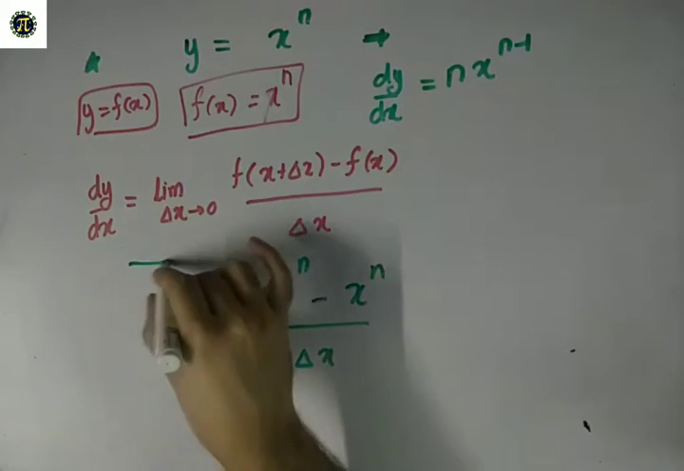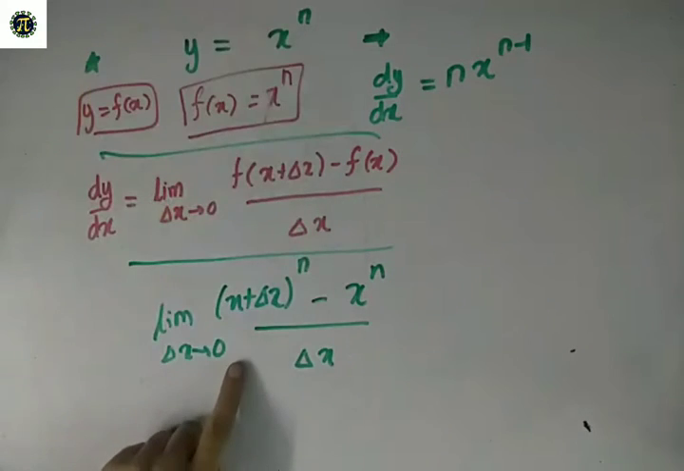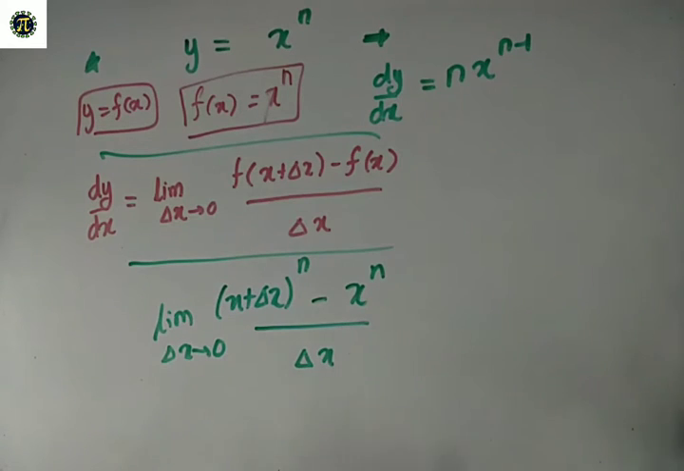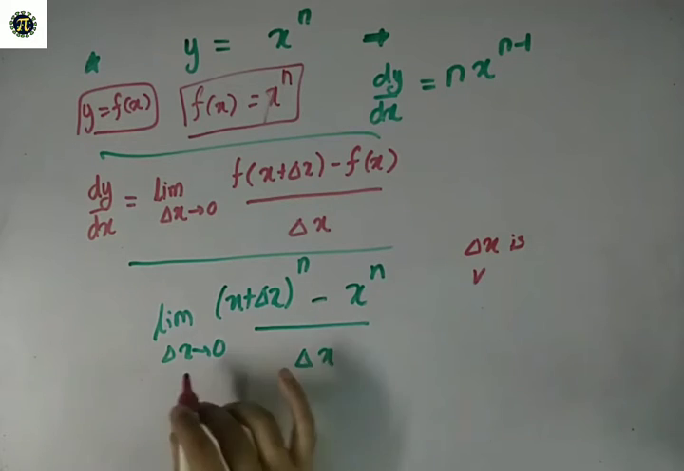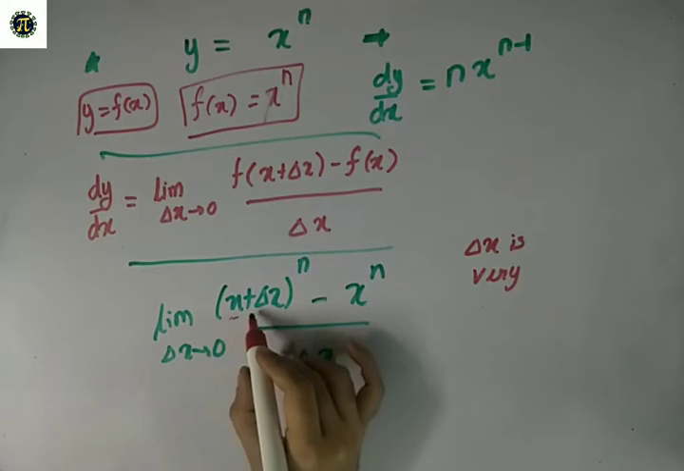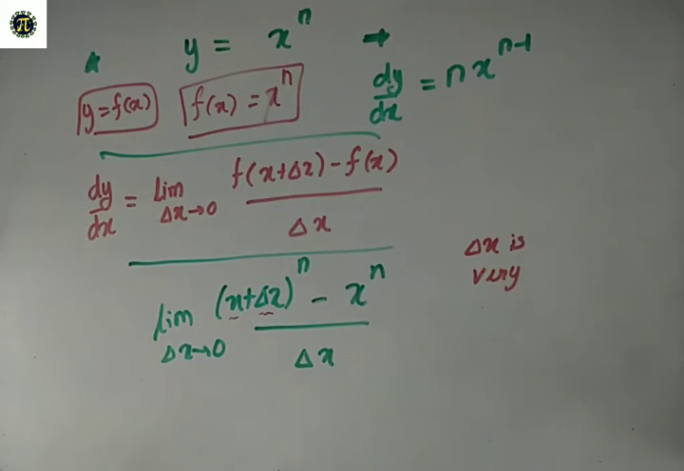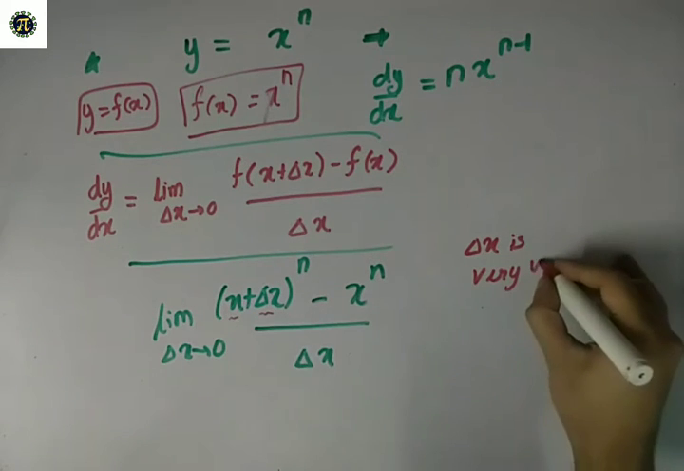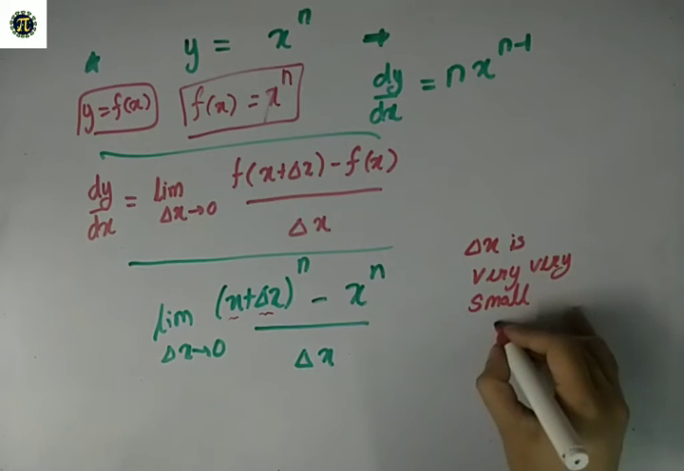Okay, so we had this formula, we put the value of the function, and for this particular function we have this thing here. And now how to handle this? Please remember delta x is very small, right? It is approaching 0. And we have learned how to resolve such a power in the previous lectures. We have to use the binomial approximation because this is very small compared to x.